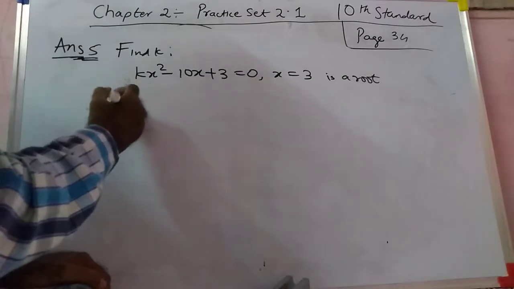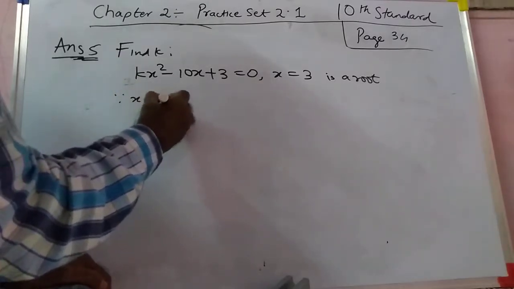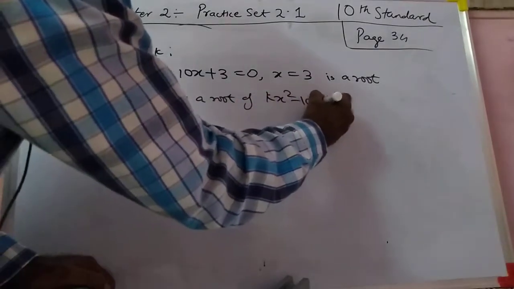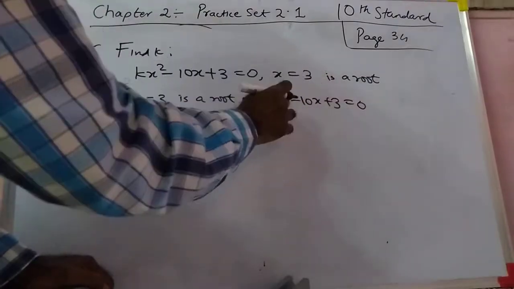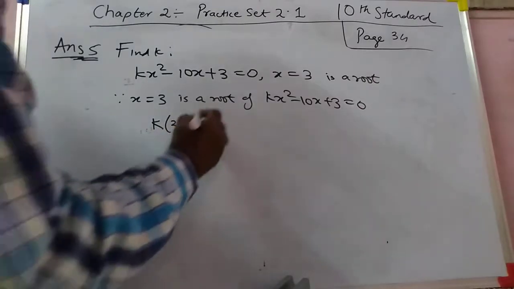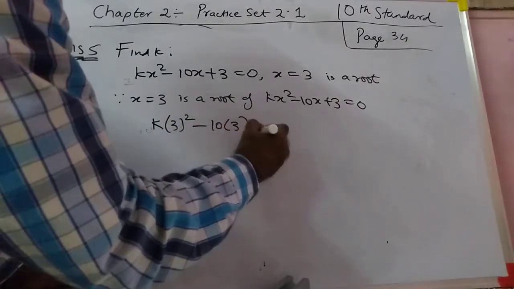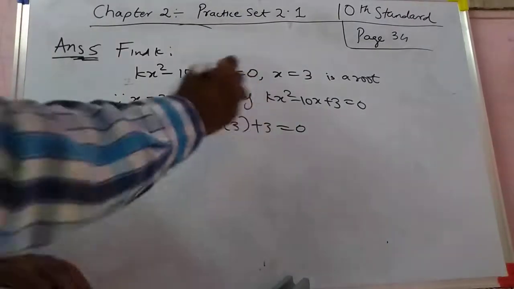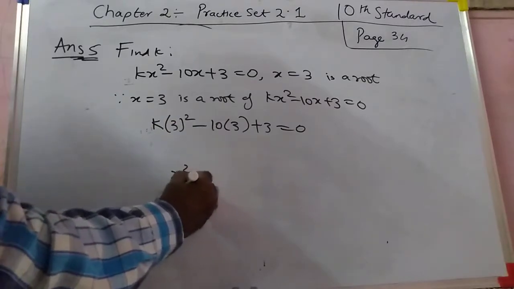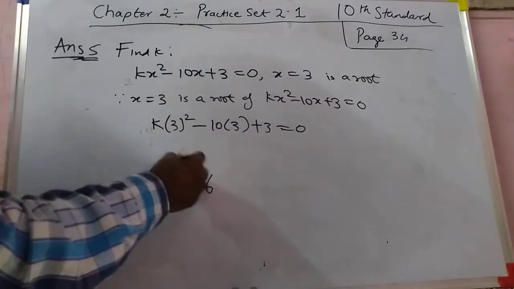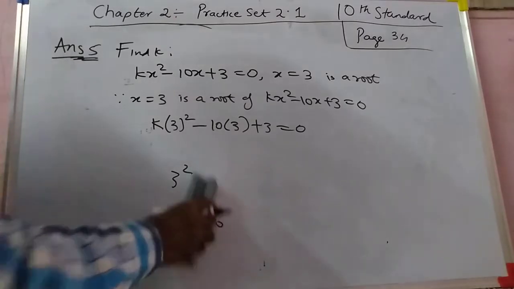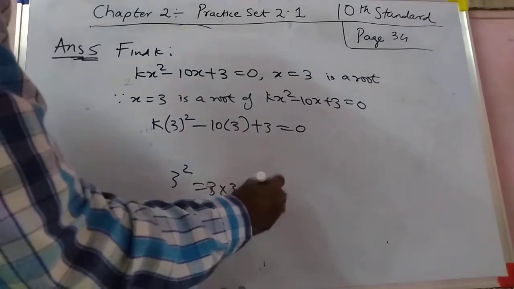So answer for this, because x is equal to 3 is the root of kx square minus 10x plus 3 is equal to 0. So in place of x we put this, okay? So k into 3 square minus 10 into 3 plus 3 is equal to 0. So it will become k, 3 square is not equal to 6. Many students think 3 square is 3 into 2, okay? So that is wrong. 3 square is equal to 3 into 3, that is equal to 9.